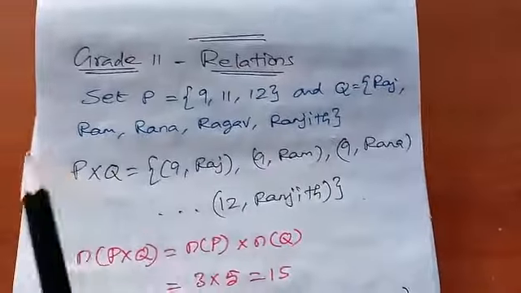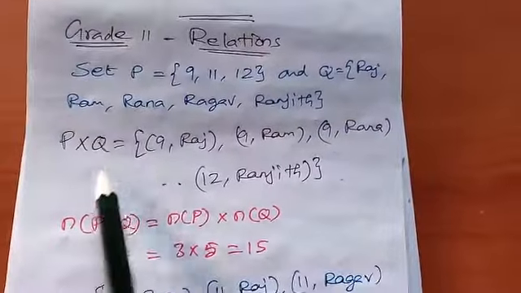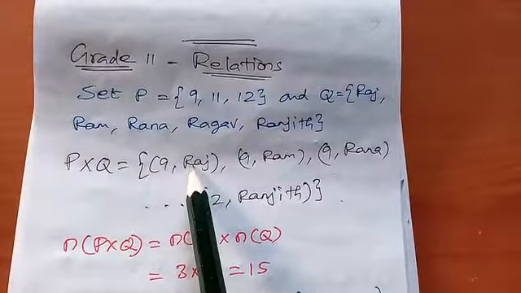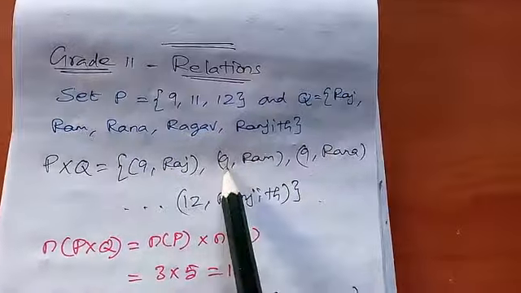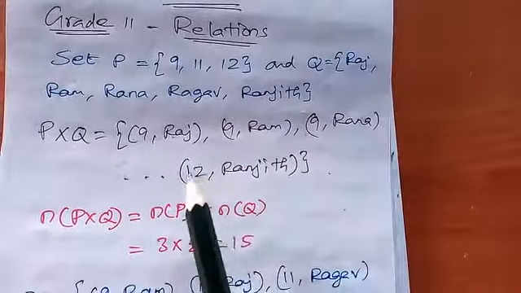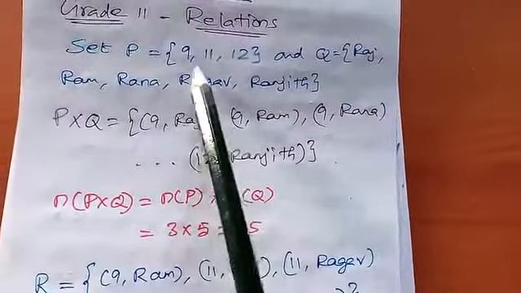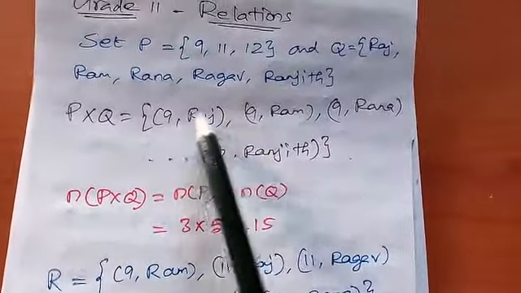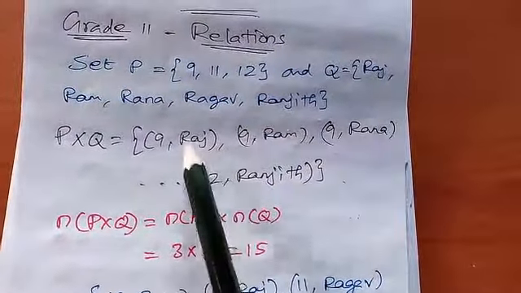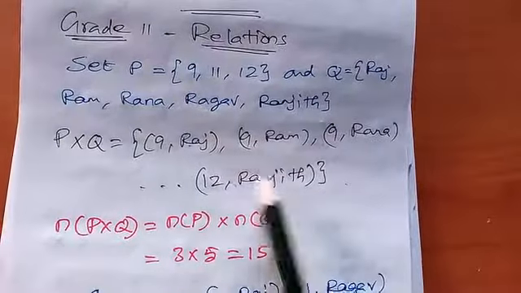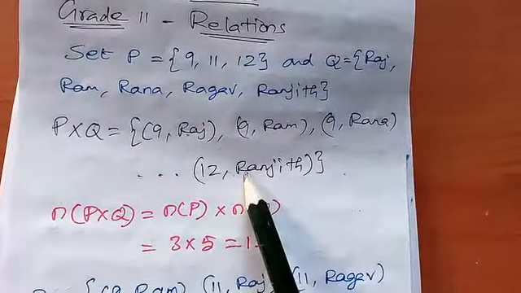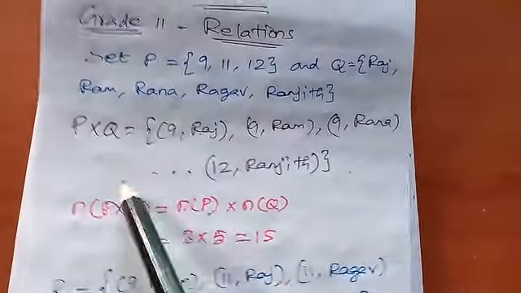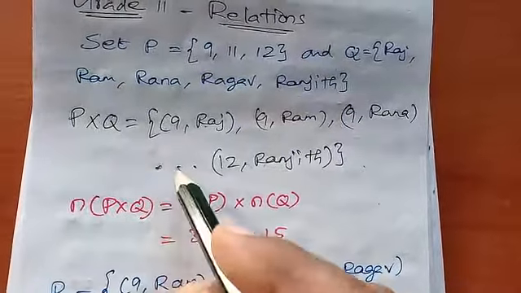When you find the Cartesian product for this, we get (9, Raj), (9, Ram), (9, Rana), (12, Ranjit). Here all the ordered pairs are not written, only a few ordered pairs are there. That means 1, 2, 3, 4, four ordered pairs are written here. But all are there, it has shown. See here, given dot, dot, dot.